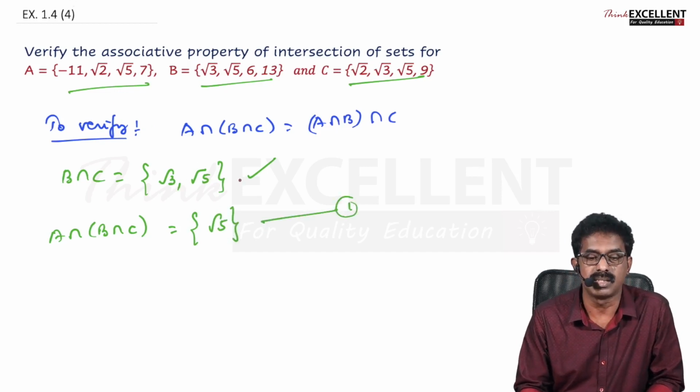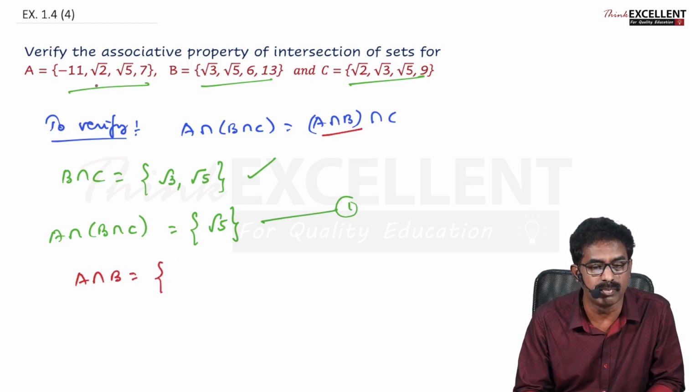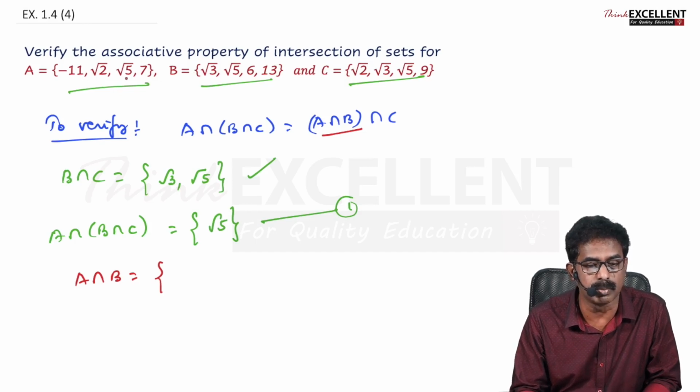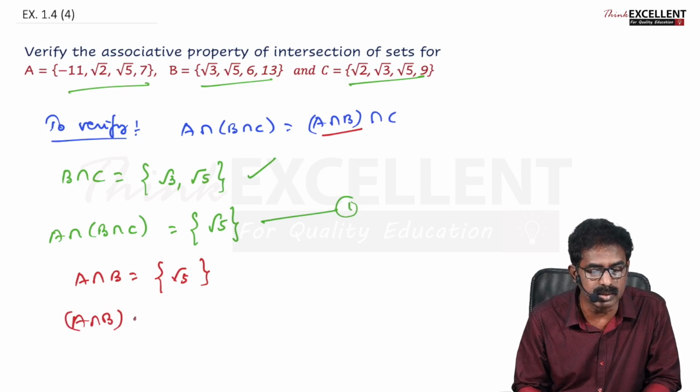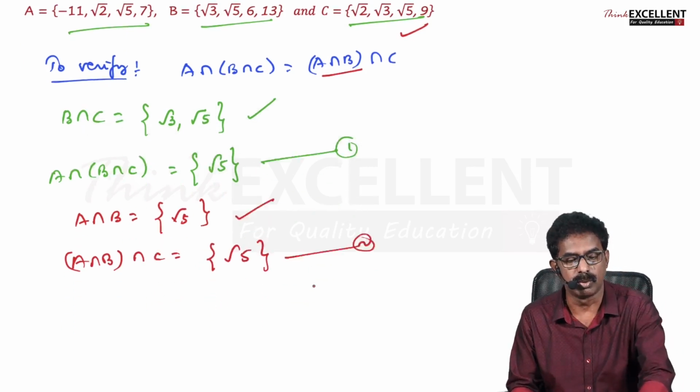Now we find RHS. To find RHS, first you need the term inside the bracket. What is that? A intersection B. See what is common for A and B. Minus 11 is not common. Root 2 is not common. Root 5 is common. 7 is not there, only root 5, right? So this is A intersection B. Now we find (A intersection B) intersection C. What is common in both? Only root 5. So take it as number 2. So both answers are the same.